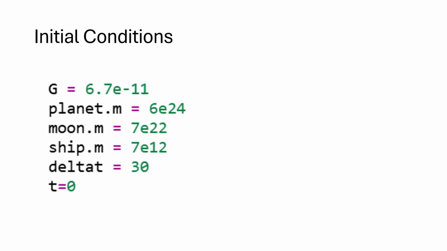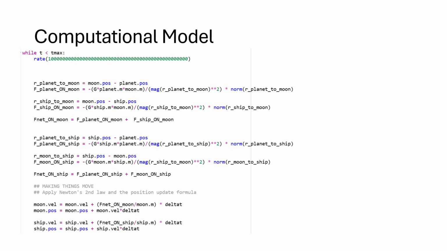Model 2: try not to crash. These are my initial conditions. These were all given, so I'm not going to go over them very much. This is my computational model. As you can see, I put my rate very high because I kind of had to, because it's really messed up and evil.